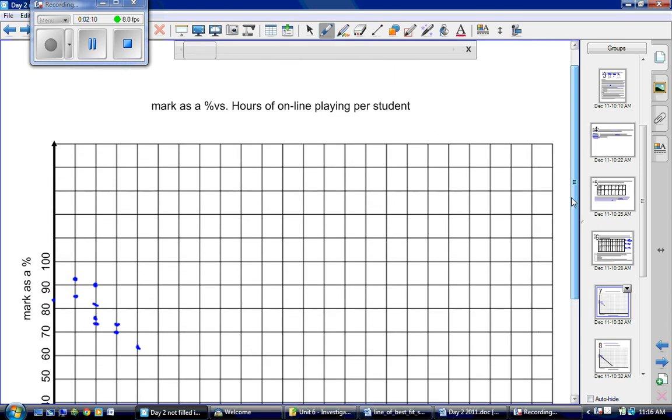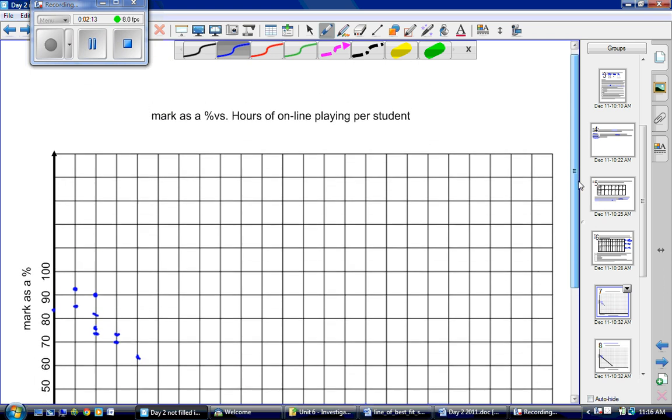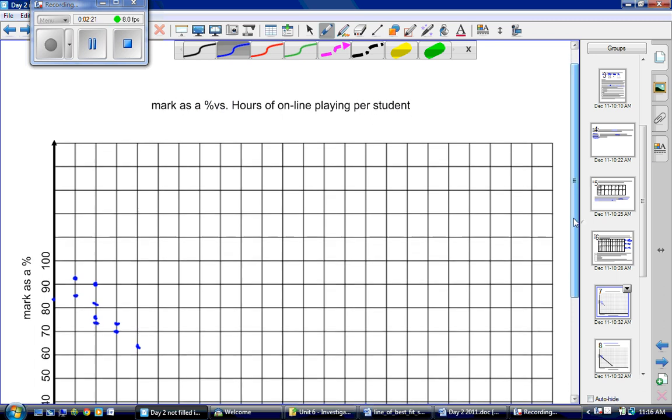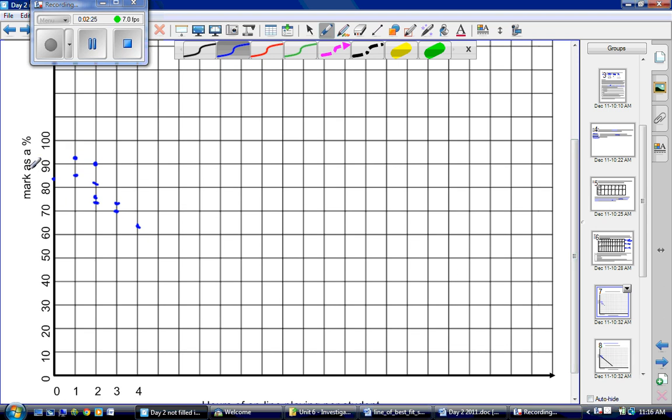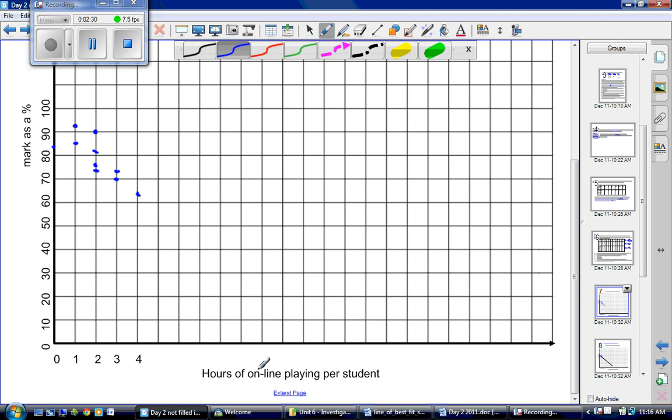Okay, so I have now plotted. I've got my title, which is my dependent versus my independent. So in this case, my mark as a percentage versus the hours of online playing. And then I have my Y value, mark as a percentage, my dependent. And I have my independent, hours of online playing per student. And I plotted all the points, and you'll see that there's a trend. They are scattered, but there is a trend of values, and you can see that as your hours of playing go up, your marks are going down. So that's the first obvious connection that you can see.